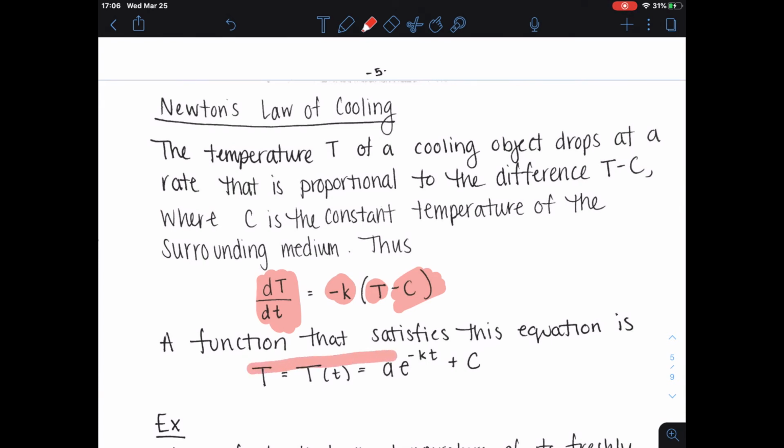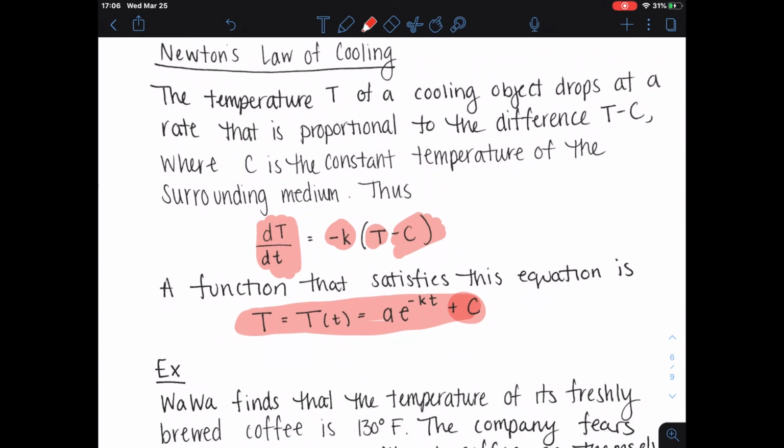a function that does satisfy this equation is given by the temperature T equals some constant times e to the negative kt plus the temperature C, which is the constant temperature of its surrounding medium, so whatever the air happens to be. So these equations can get pretty long because it's going to vary from problem to problem. You're not going to have a set value of C. You're not going to have a set k because it's all dependent upon the two things you're working with.